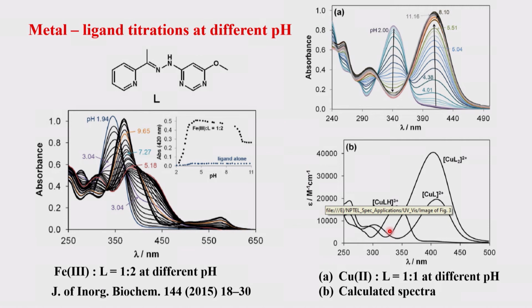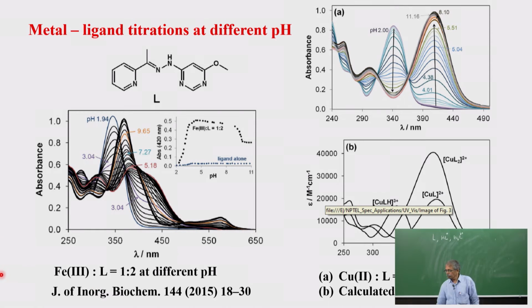Not only that way, you can also do this in the presence of a metal ion. You can take this particular ligand which I talked about on the previous slide and add a metal ion, for example iron 3+ at a specific ratio. Here this titration is done with iron 3+ to L in a 1:2 ratio, because the ligand primarily acts as a tridentate. Iron 3+ favors an octahedral geometry, so you can expect two ligands to bind. So you take a 1:2 ratio and then do the pH variation titration.